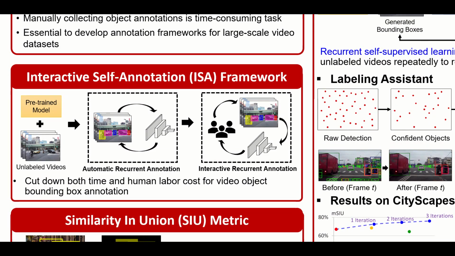Through proposing a novel interactive self-annotation framework, we aim to cut down both time and human labor costs for video object bounding box annotation. This framework consists of two processes. The automatic process trains a strong detector adaptively to each video. After that, we put the human into an interaction loop between human and machine so that the detector can learn modifications from the human annotator.